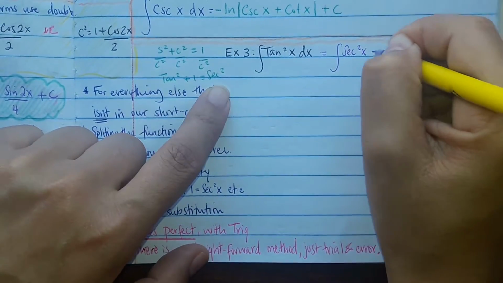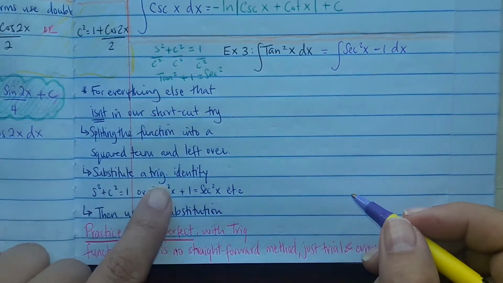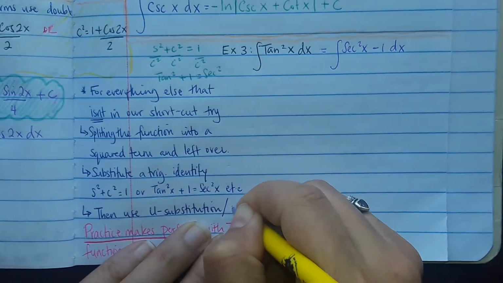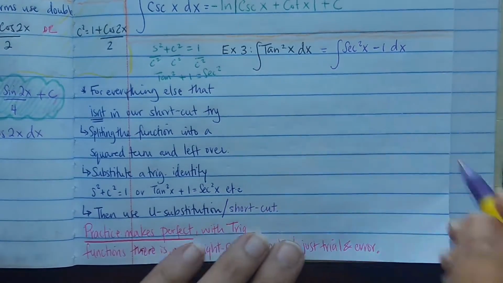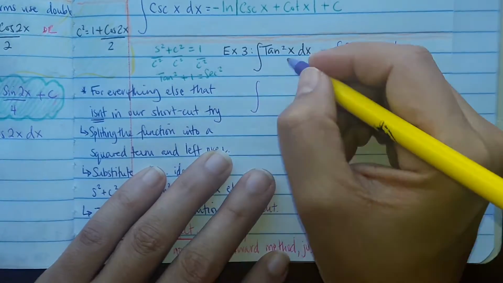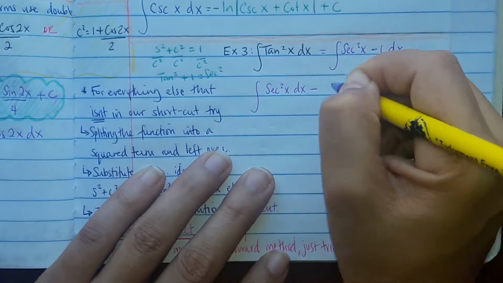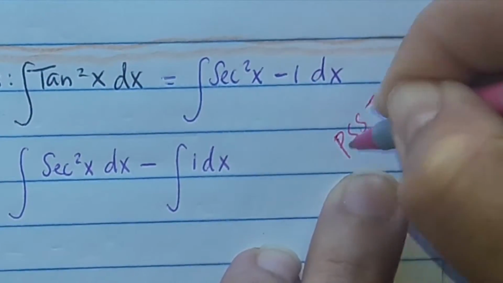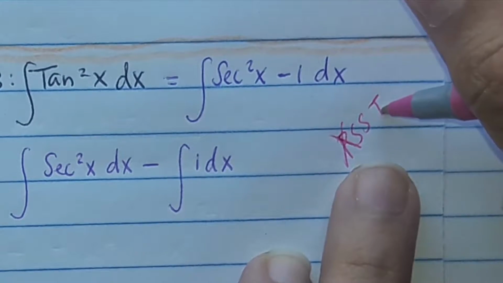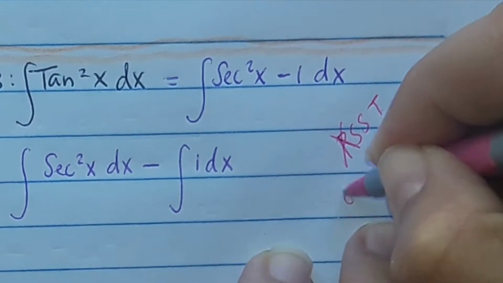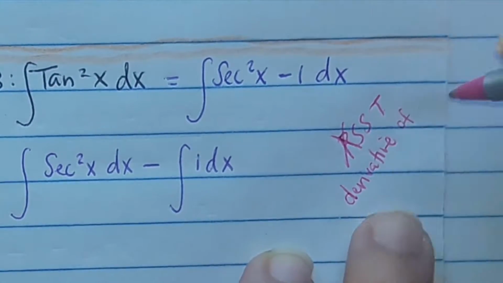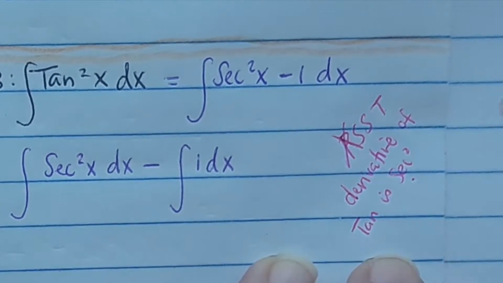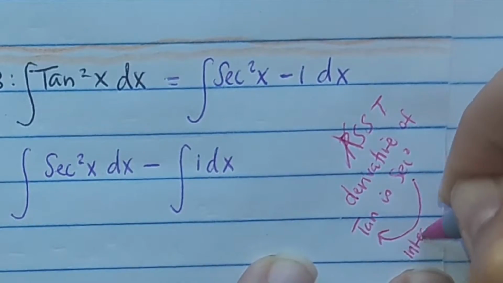So replace that, dx, and then we can go ahead and separate the integral. We don't need to use substitution on this one, so let's say shortcut, because we could use substitution or shortcut, depending on the question. So let's separate the integral. You're going to get secant squared x dx minus 1 dx. Then, the derivative of tan is secant squared, and integration is backwards, so the integration of secant squared is tan x.